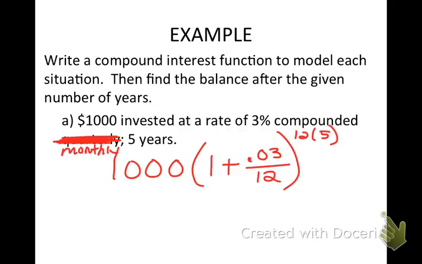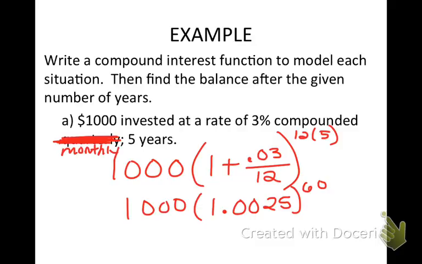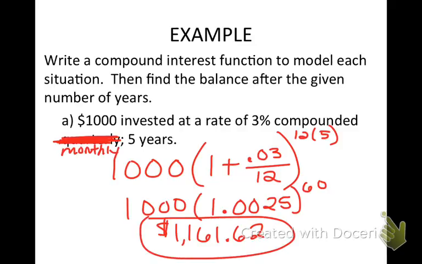So 0.03 divided by 12 would be 0.0025, so 1.0025. 12 times 5 is 60. So 1.0025 to the 60th times 1,000. I got 1,161 and 62 cents. So how much more money do I make compounding it monthly over quarterly?